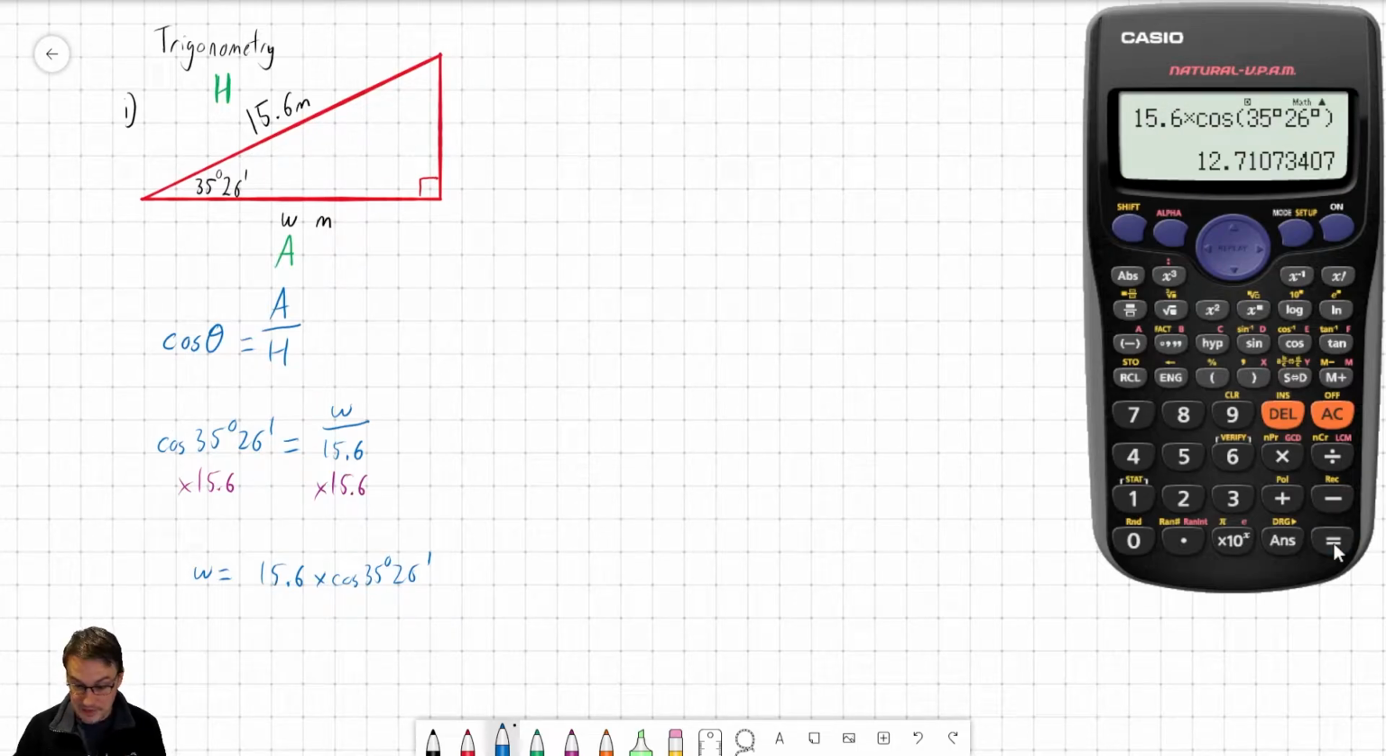And we can see that we get an answer here for W, which is 12.71073 and so on. Let's round this to 2 decimal places here. So we're going to have 12.71. This is meters, and we just need to make a reference that this is to 2 decimal places.